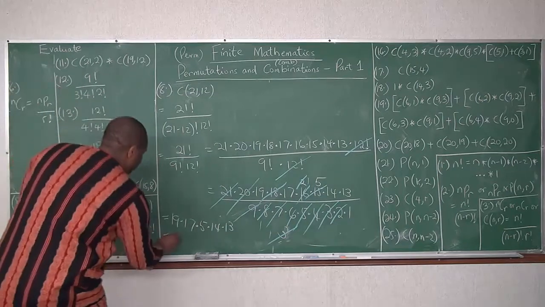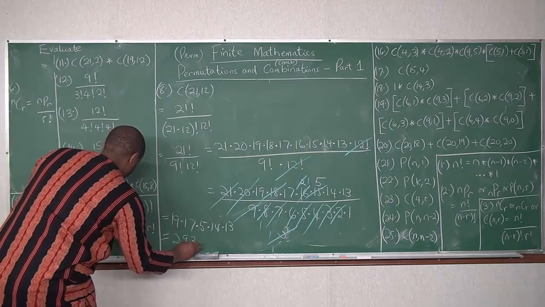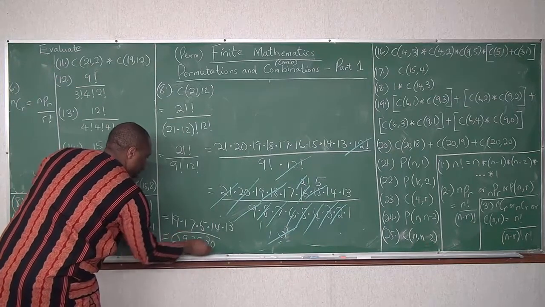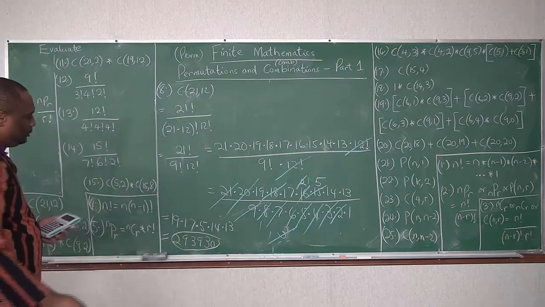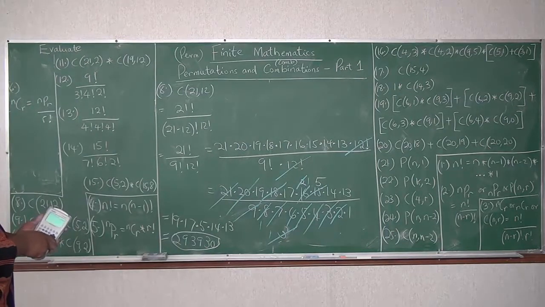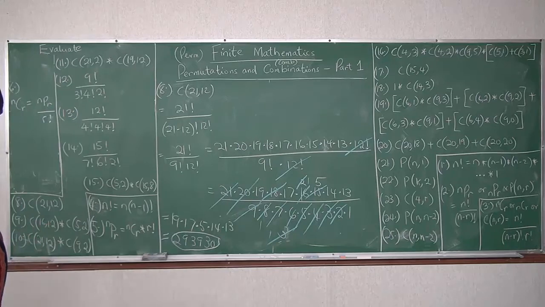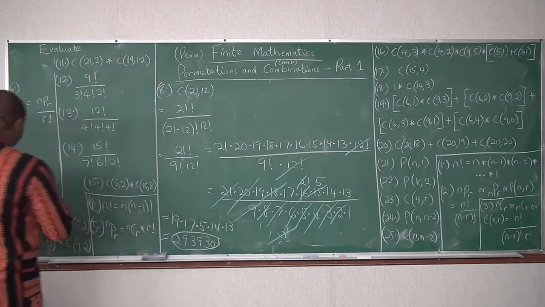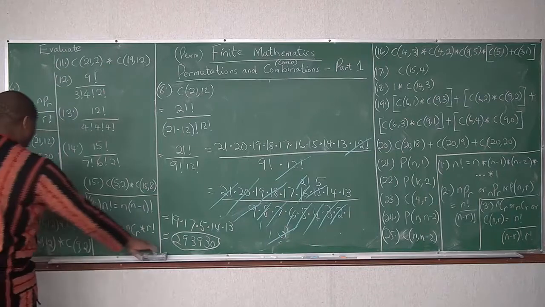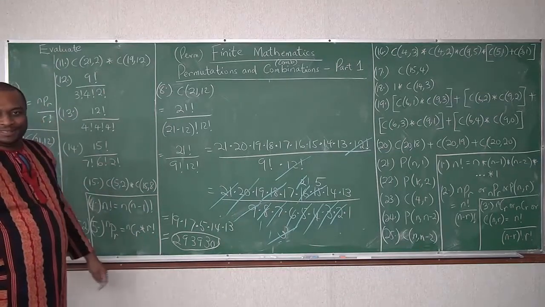Okay, so we now have 293,930. Okay? 293,930. That's it. That's for 8. And since we're going to use it again, it's better I keep it. I just have to keep it: 293,930. 21 choose 12 is 293,930. There you go. Okay, I hope you understood it.